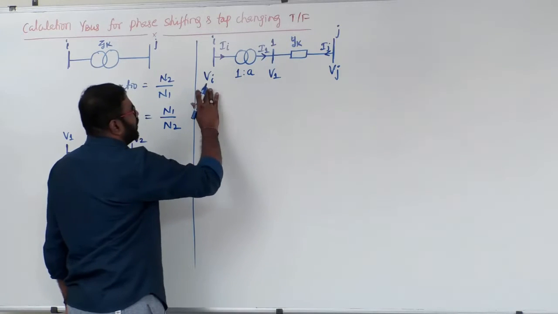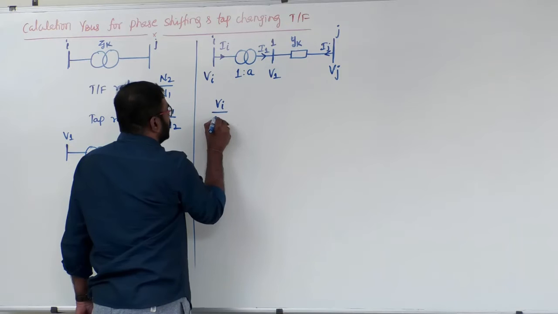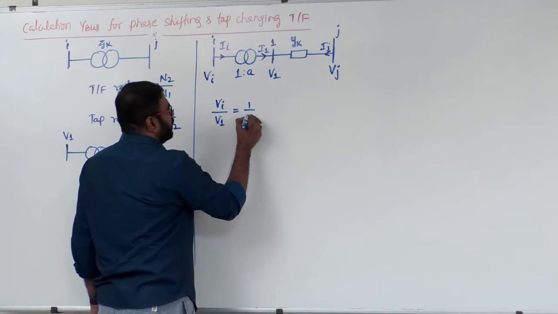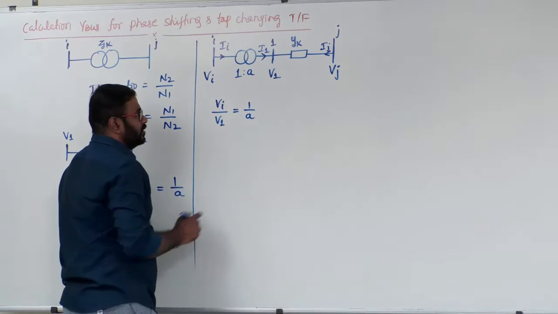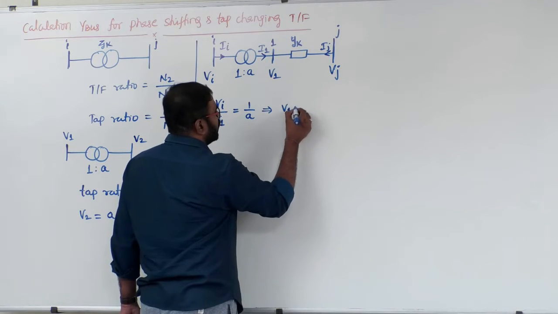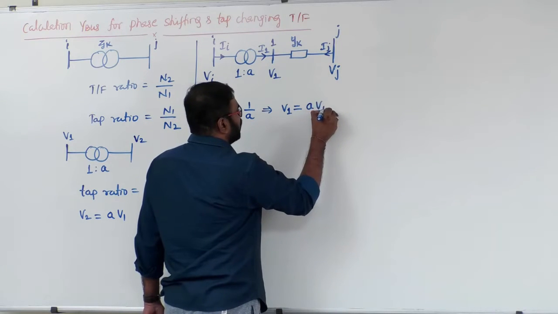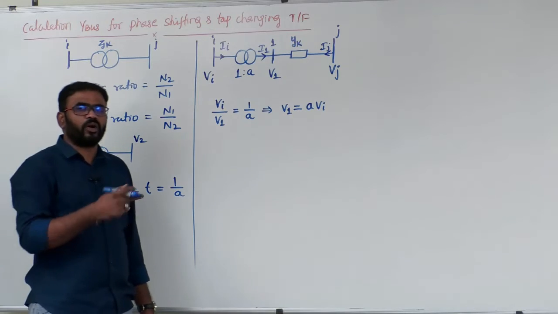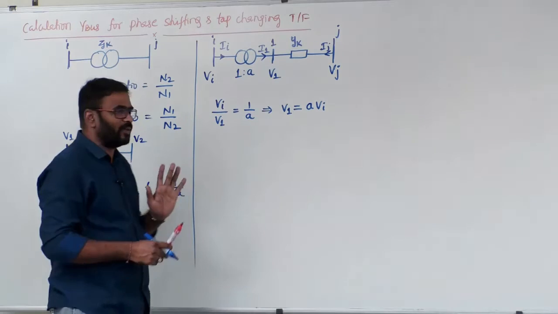Now have a look here. What is the ratio between Vi and V1? Let me write like this: Vi by V1 equal to 1 by A. Clear? So from this, what can I write? V1 equal to A times Vi. Clear? Where A is the transformation ratio. If you want to substitute tap ratio, you need to replace A with what? 1 by T. Careful about that.